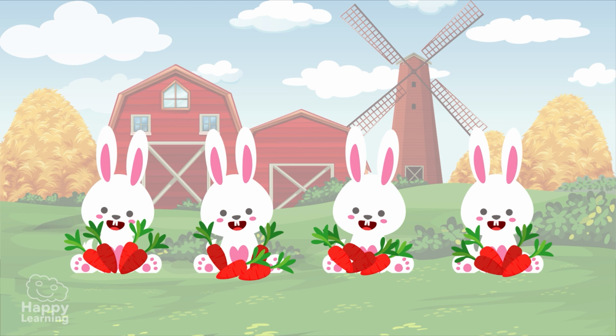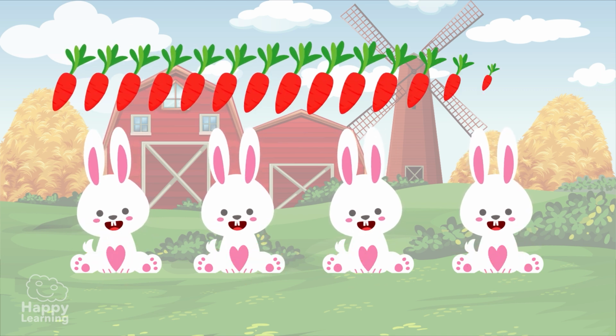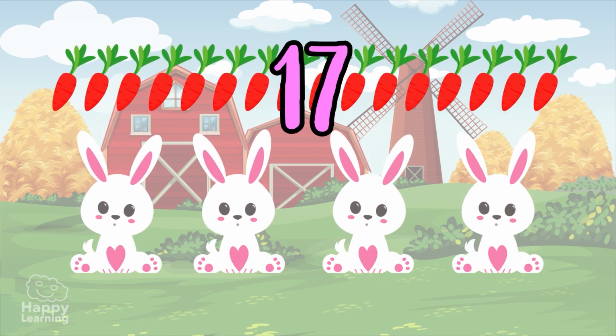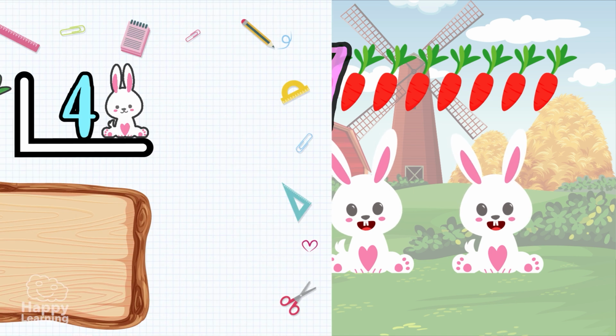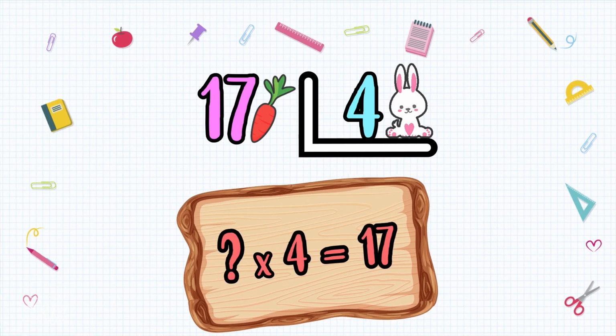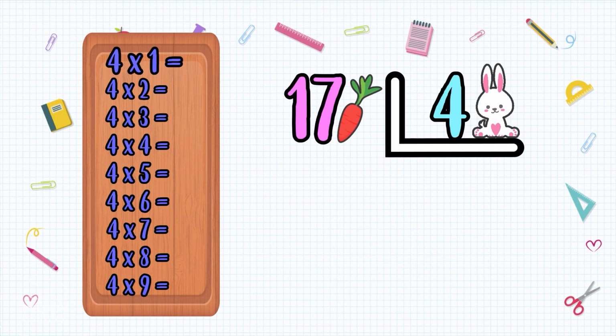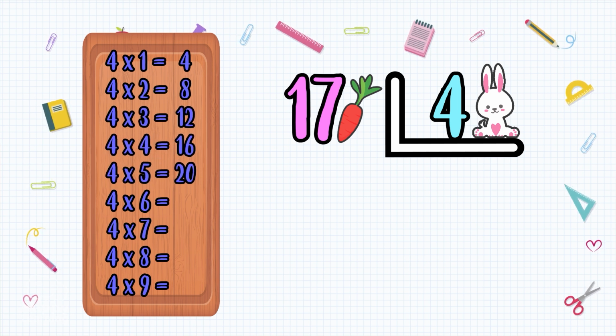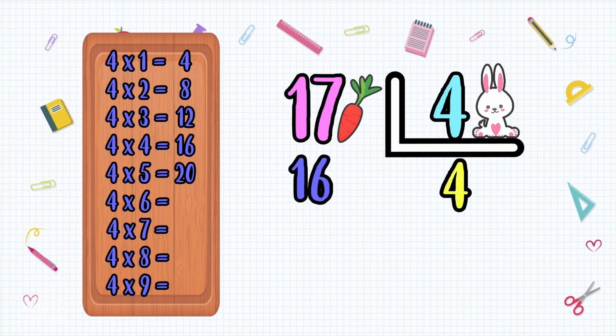But what would happen if instead of 16 carrots, we had 17? Let's see. What number multiplied by 4 gives me 17? Well, let's multiply. 4 times 1, 4. 4 times 2, 8. 4 times 3, 12. 4 times 4, 16. 4 times 5, 20. Oh no, that's too much. So we'll have to go back to the previous one, the 4. So we put the 4 here and the 16 here.